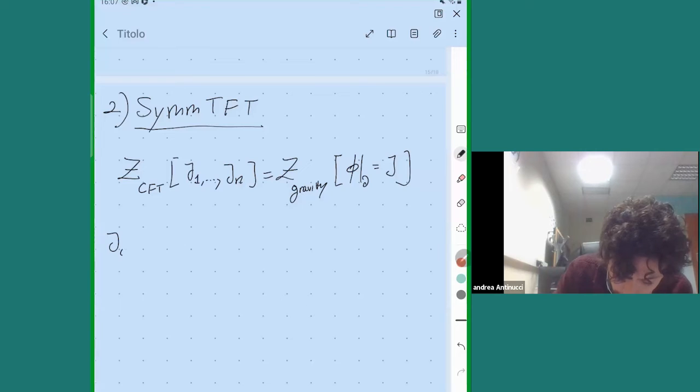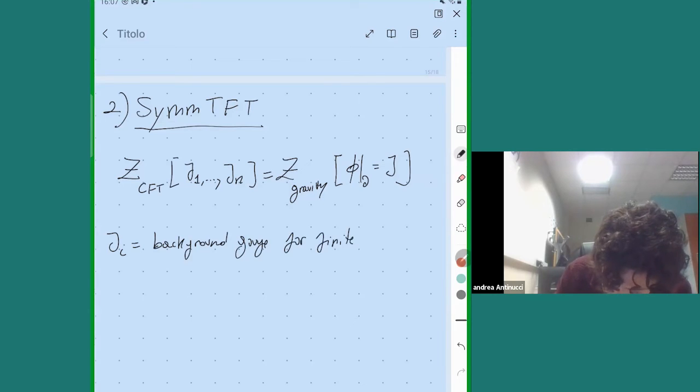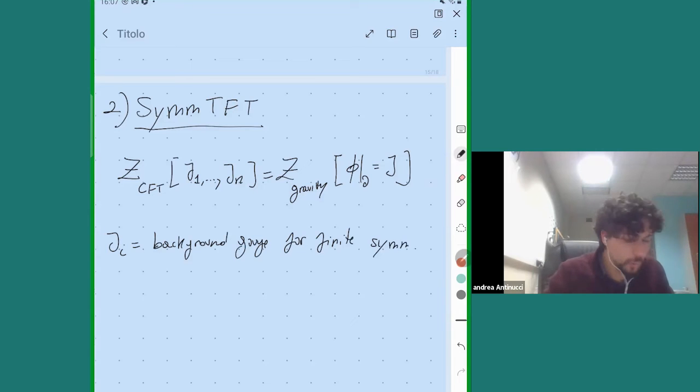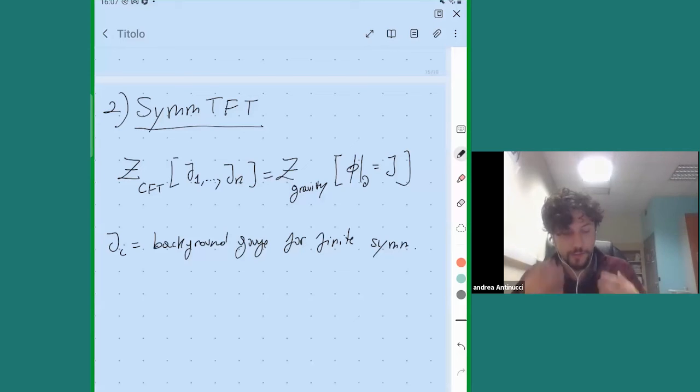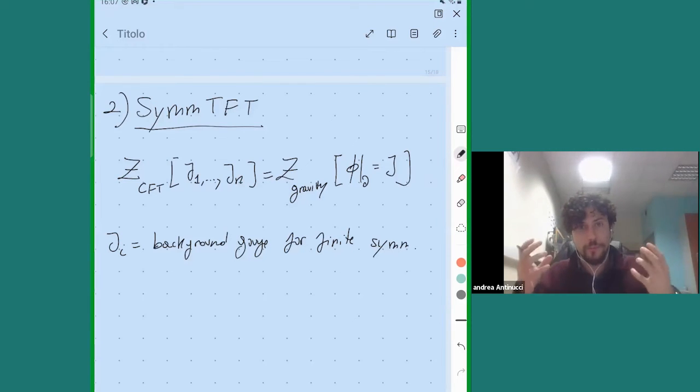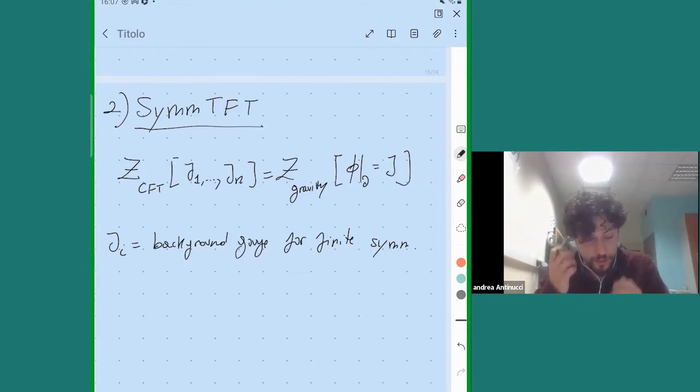So for us, the sources will be background gauge fields for finite symmetries. So what we can try to do is to take a certain quantum field theory, and we know the symmetries of the theory. For the moment, I will talk about invertible symmetries. Then at the end, I will mention the generalization. But for the moment, I just want to rephrase the standard way of dealing with ordinary symmetry in this new language, and I will explain why this new language can be generalized to non-invertible symmetries and categorical symmetries.